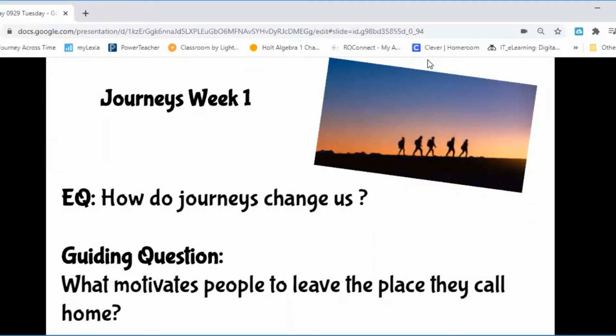This week's essential question is, how do journeys change us? Our guiding question as we read and learn is, what motivates people to leave the place they call home?